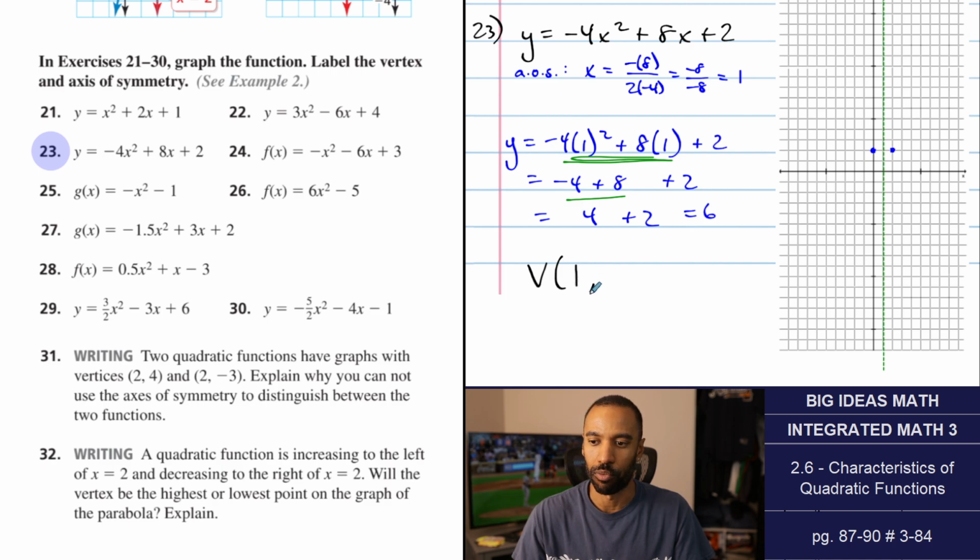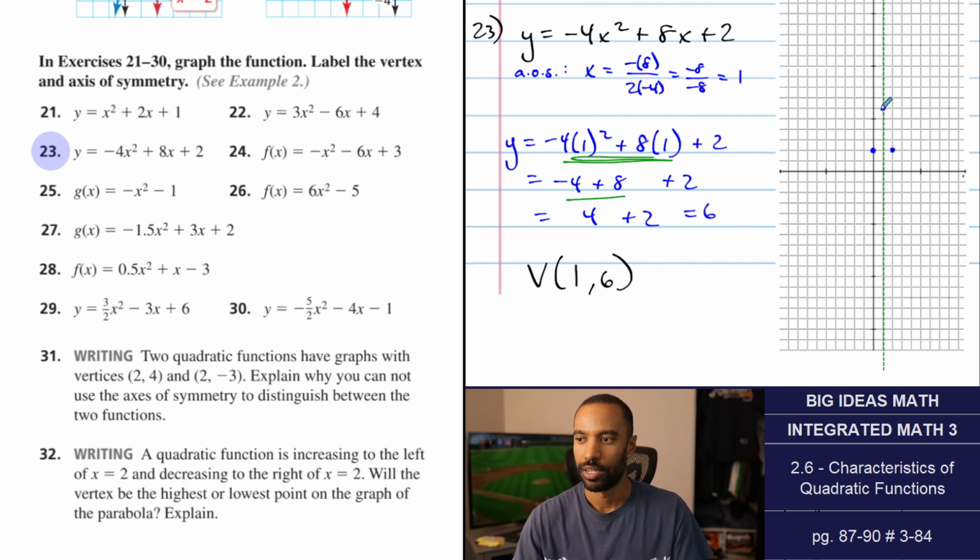So we got a vertex now of 1, 6, and that's going to be right up here, 1, 6. Now, does this seem to work out? I think so, because the stretch factor was negative 4, that's 1 down 4. And then we'll go 2 over, 2 down 16. 16 down from 6 is negative 10. And that's the extent to where I can go.